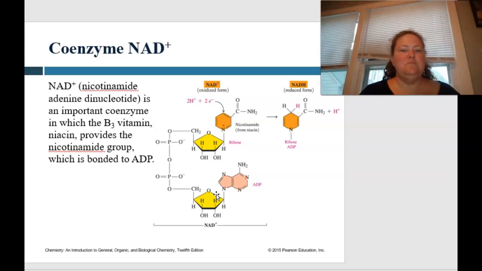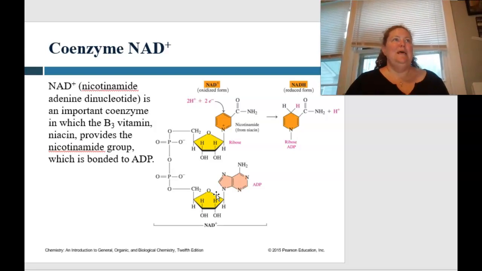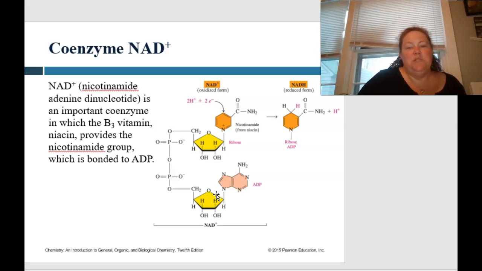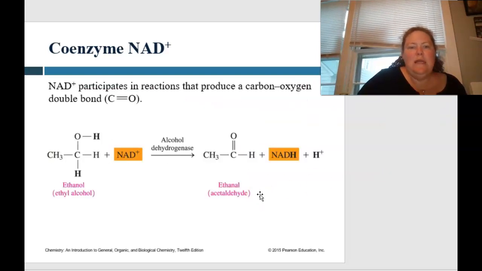Okay, sorry. So our coenzyme NAD+, these are helpers. NAD+'s full name is nicotinamide adenine dinucleotide, and it's an important coenzyme in which the B3 vitamin, niacin, provides the nicotinamide group, which is bonded to ADP. Okay. NAD+ participates in reactions that produce carbon-oxygen double bonds.